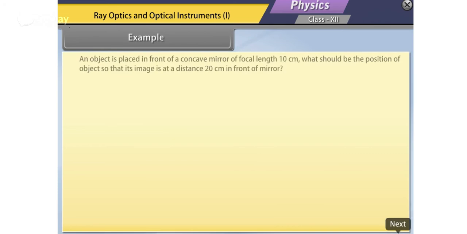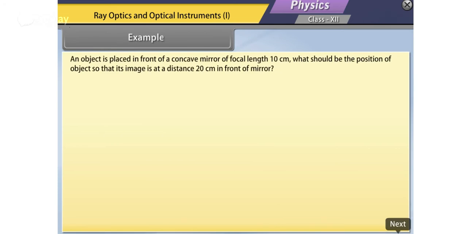Example. An object is placed in front of a concave mirror of focal length 10 cm. What should be the position of the object so that its image is at a distance of 20 cm in front of the mirror? Solution. Given f is equal to minus 10 cm, v is equal to minus 20 cm.